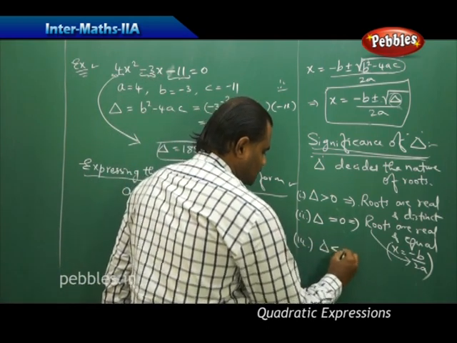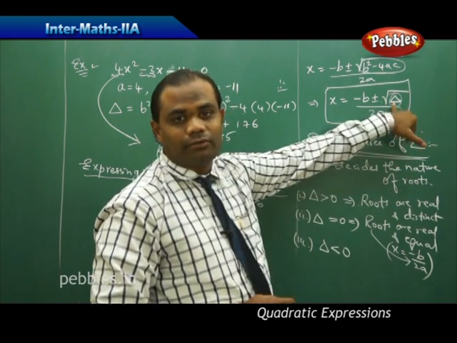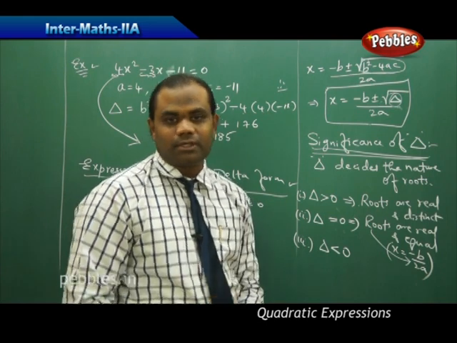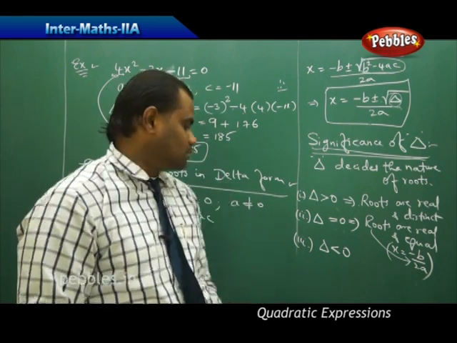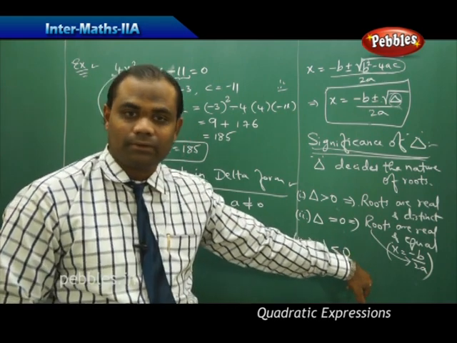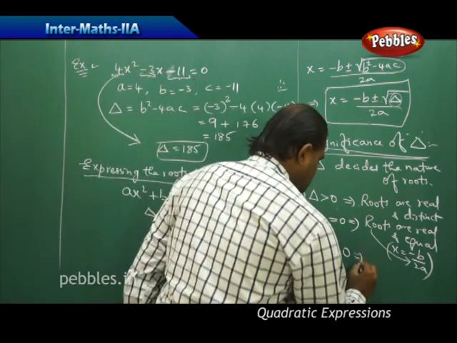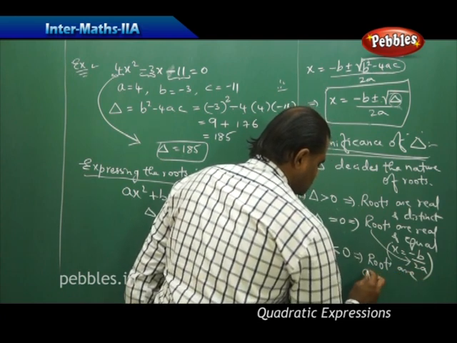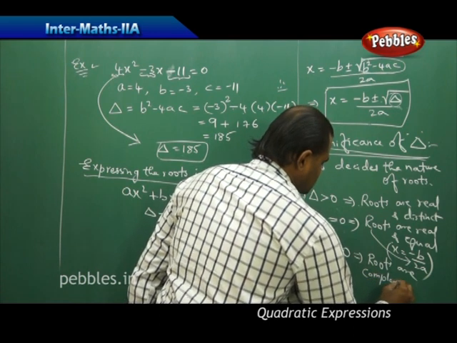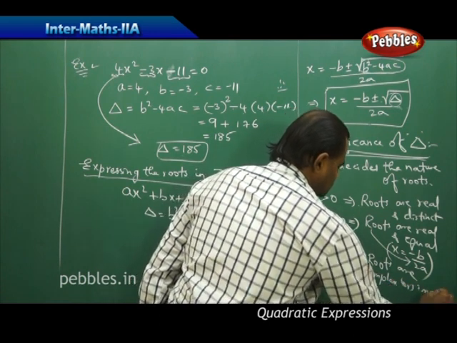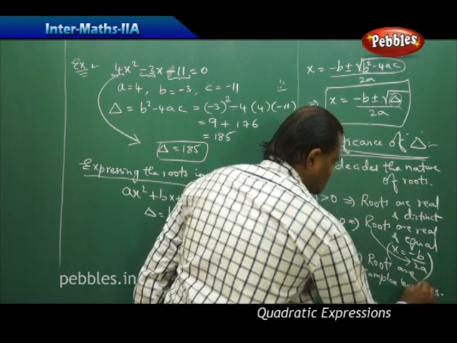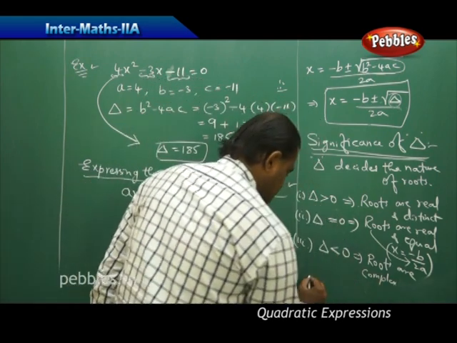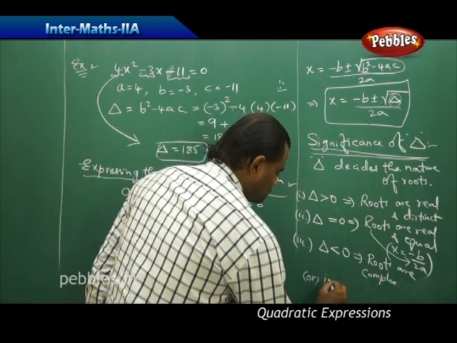Thirdly, when delta is less than 0, root of a negative number is not defined on the real plane. Therefore, root of a negative number is strictly an imaginary or a complex number. Therefore, when delta is less than 0, I don't get real roots. I get roots that are complex or imaginary.